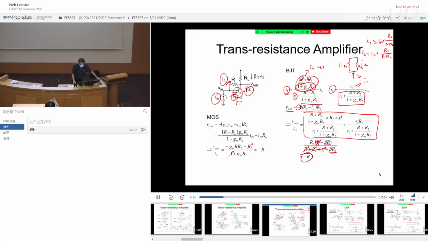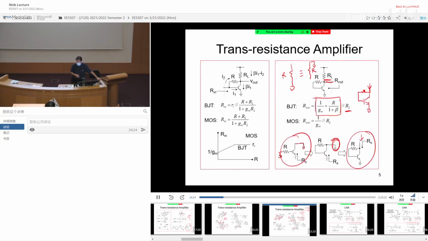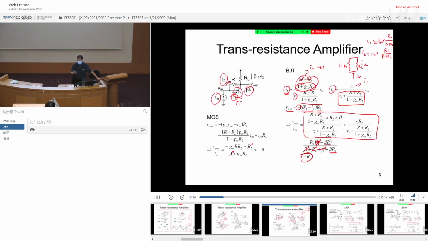Okay, how about the RL? Okay, RL I think you can derive on the spot. And then the gain is basically just the feedback resistor. So we go through all these derivations just to show you what this is. This resistor is very popular for optical communication. So next time if you want to use it, you will know how to do it.